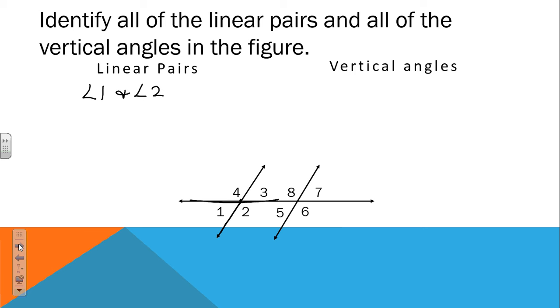Now let's pick on the other Zach H. What's another pair of linear pairs? 4 and 3. Okay, does everyone see that 4 and 3 also form a straight line and they have a common ray that's between them?